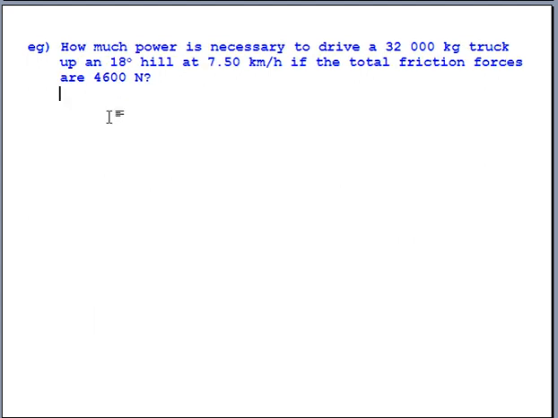Final question. Let's take the one we just did and let's make it more interesting. Let's go on a hill. Let's go up a big ramp. So how much power is necessary to drive a big logging truck or something like that up a steep hill? It's pretty steep. We're going to go at a steady speed, just brutally slow. Oh, and there is some friction force, but don't worry, I've already calculated it for you. It's 4,600 newtons. But you just need to be aware that it's there.